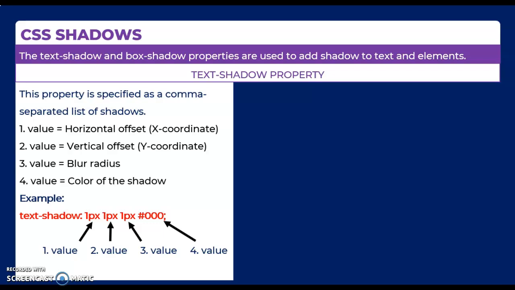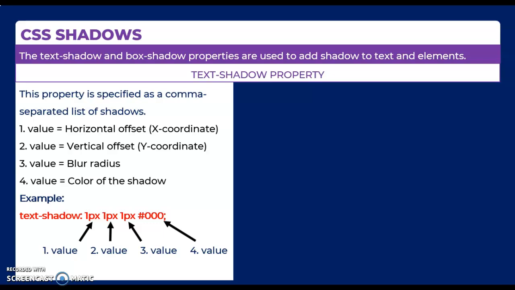Each shadow is specified as 2 or 3 length values, followed optionally by a color value. The first two values specify the length of the shadow offset. The first value specifies the horizontal distance and the second value specifies the vertical distance of the shadow. The third value specifies the blur radius and the last value describes the color of the shadow.